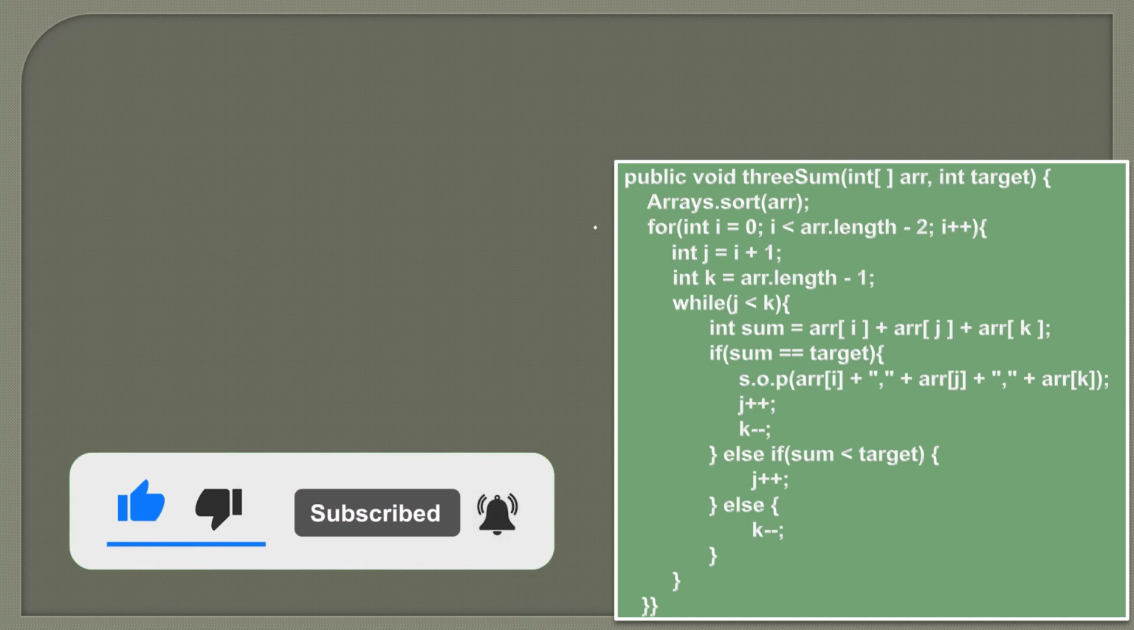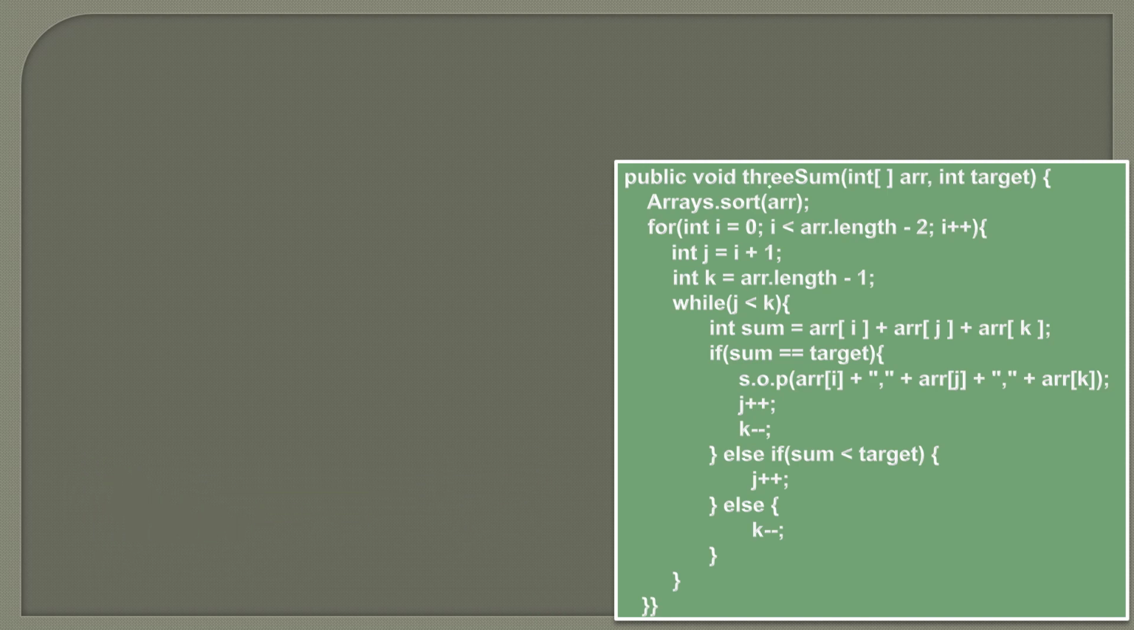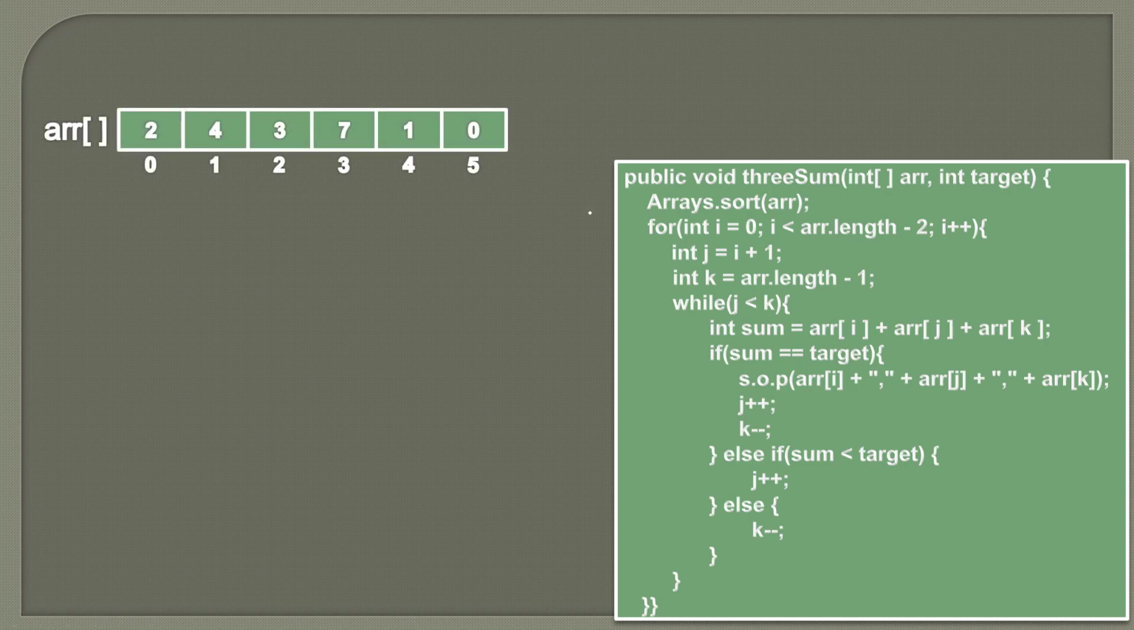So here this is the algorithm where the method name is threeSum. We are given an array and a target. Let's say we are given an array having 6 elements: 2, 4, 3, 7, 1, 0, and a target, let's say 6. So when we call the threeSum method, we pass the array and the target as 6.